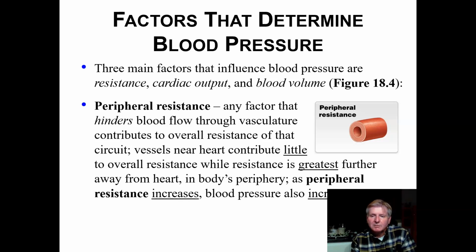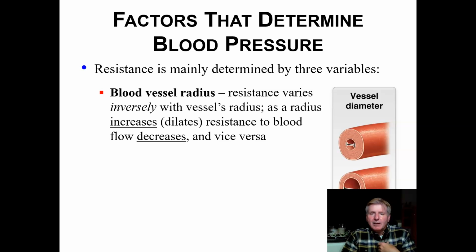So in the body's periphery, your peripheral resistance will increase, so therefore your blood pressure will also increase with increased resistance. Another variable that determines resistance is the radius of your blood vessel. The resistance will vary inversely with the vessel's radius. So as your radius increases or dilates, the resistance of blood flow will decrease, as you can see from the illustration.